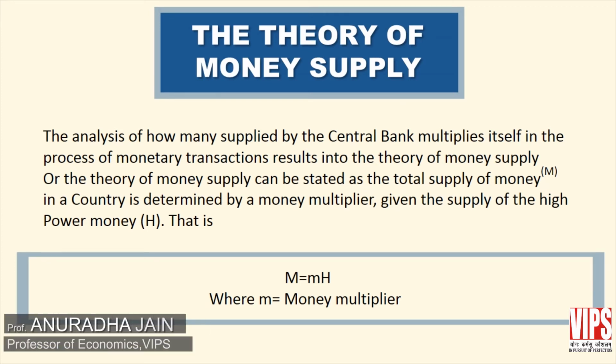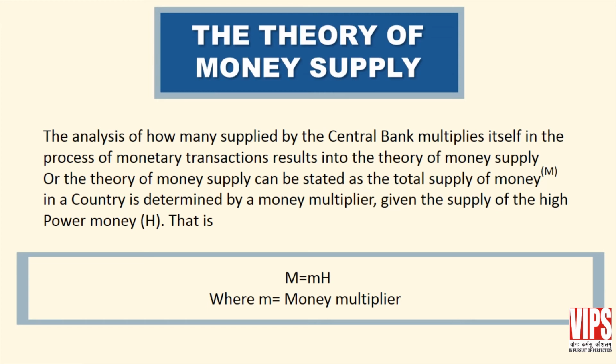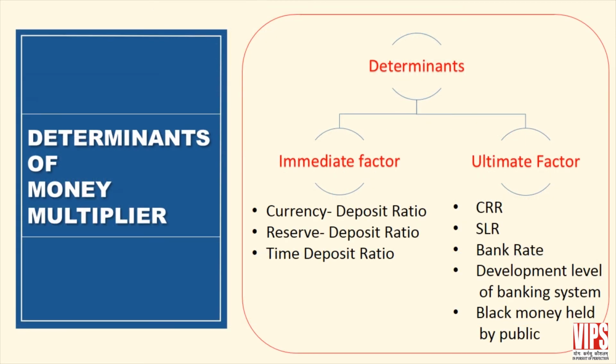So total money supply in the economy depends upon the multiplier, that is, how many times that money has multiplied in relation to the high powered money. The determinants of the money multiplier can be grouped into two categories, that is, proximate or immediate factors and ultimate factors. The immediate factors include the currency deposit ratio, reserve deposit ratio, and time deposit ratio.